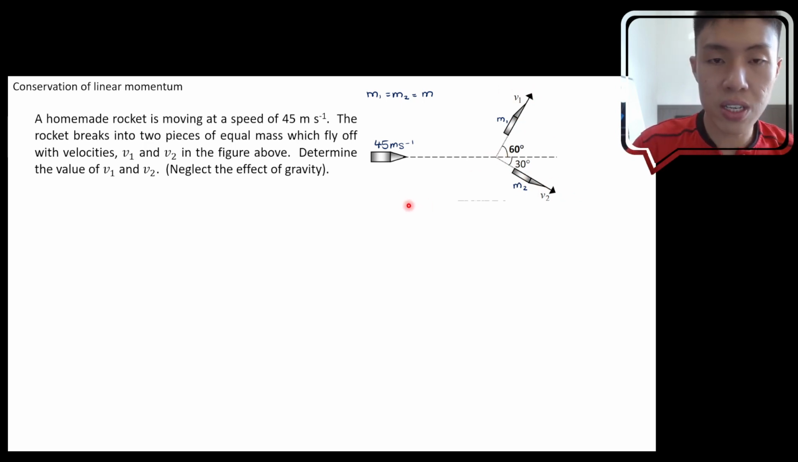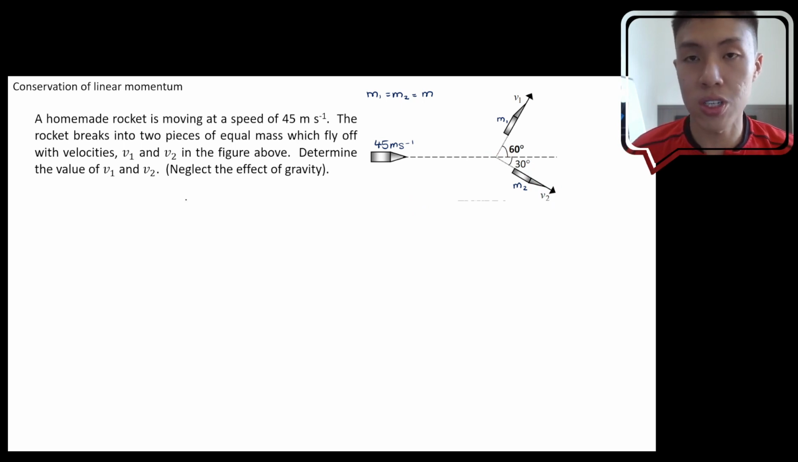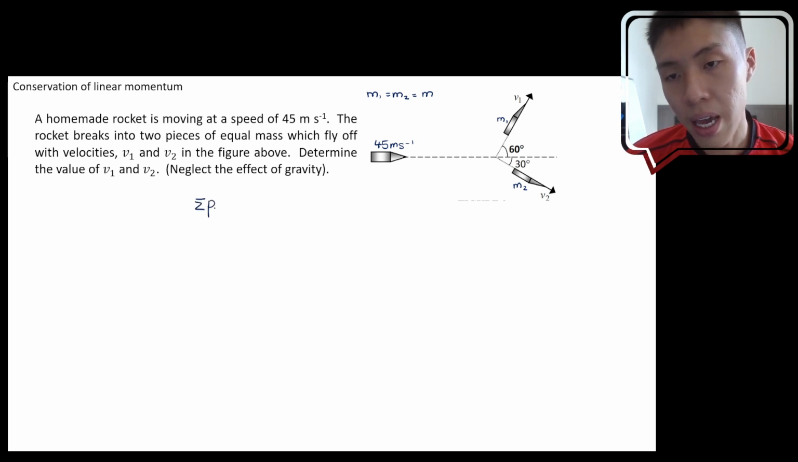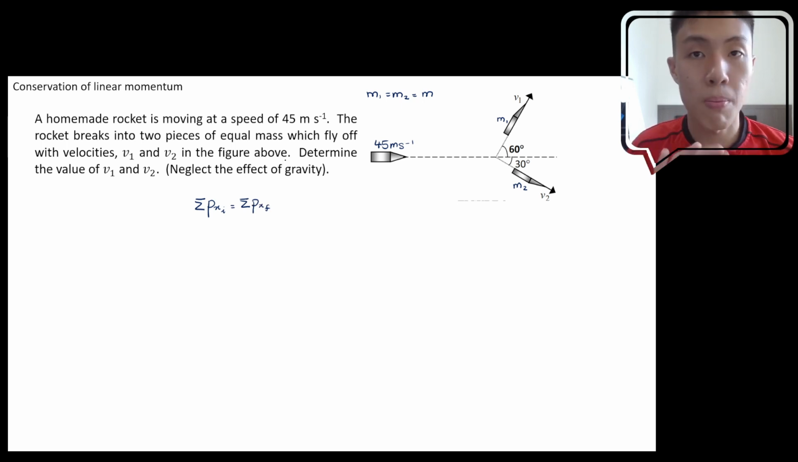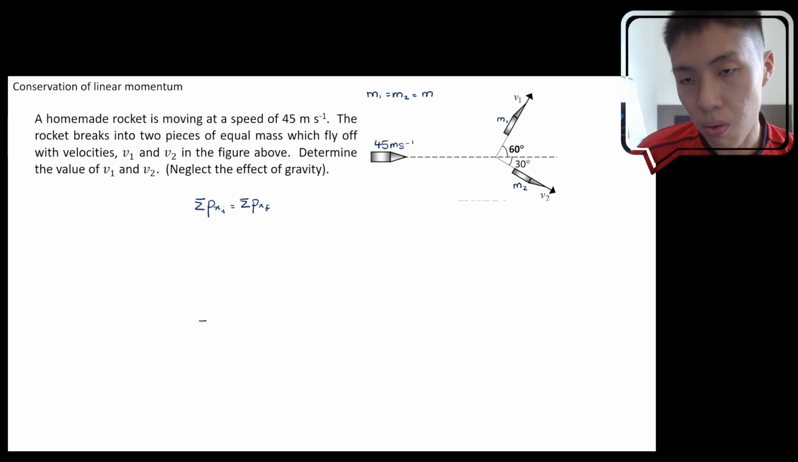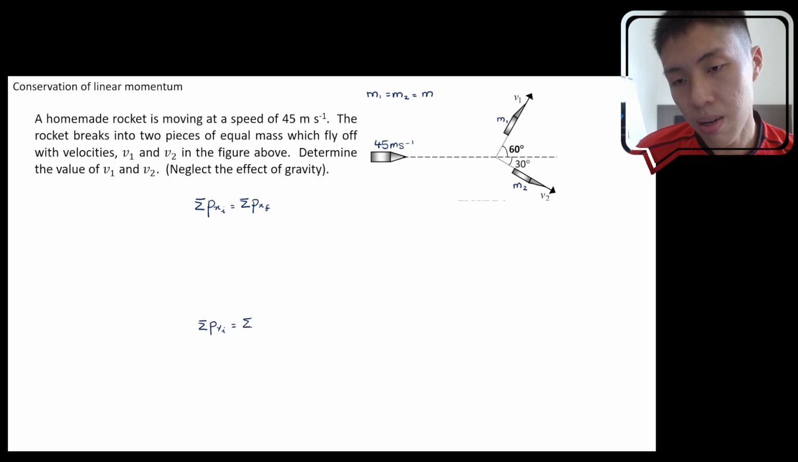Okay, so this is a 2D question, so we know that in both dimensions, the x dimension and the y dimension, our linear momentum should be conserved. So sum of Px initial should be equal to sum of Px final. So this is the x component of momentum being conserved. At the same time, we should also know that the y momentum is being conserved as well. So sum of Py initial is equal to sum of Py final. Both of these should be conserved.